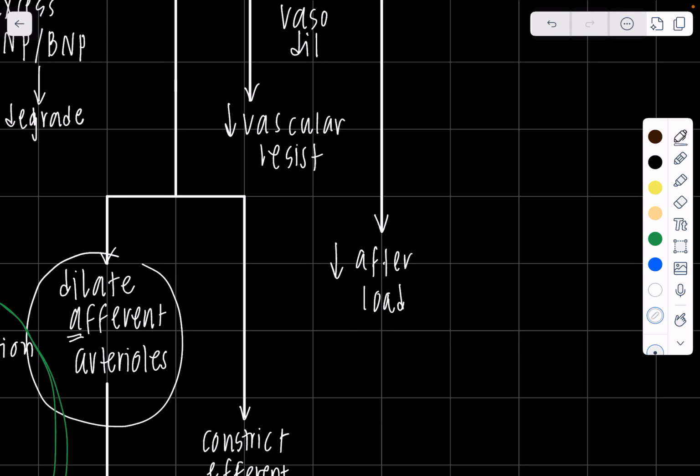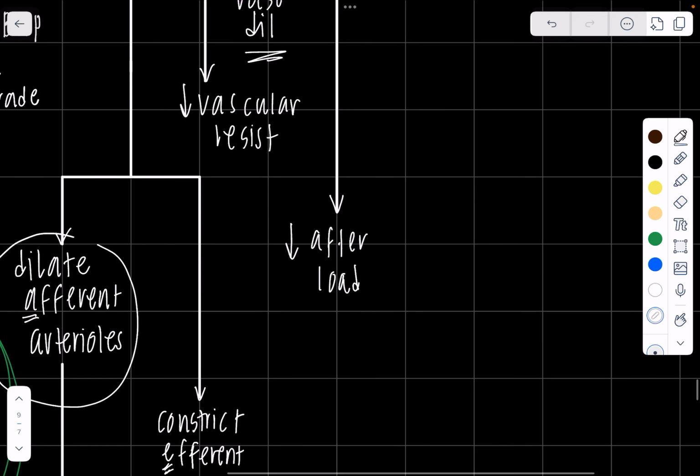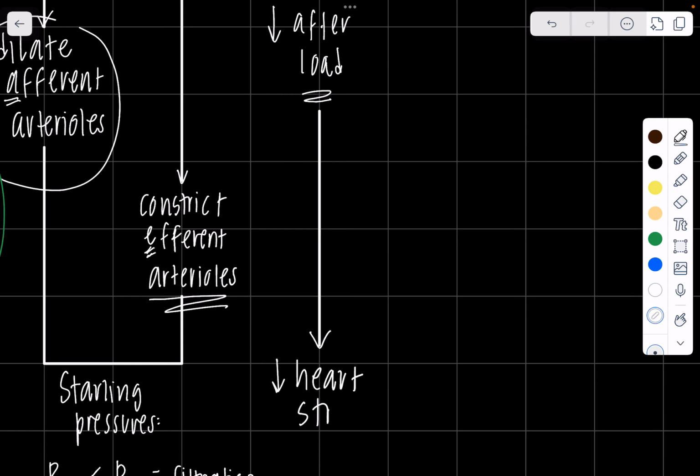Essentially, afterload is the amount of systemic vascular resistance the left ventricle needs to overcome in order to shunt blood out to the rest of your body. So if we lower that systemic vascular resistance by vasodilating our arteries, we are effectively also decreasing our afterload. And decreasing both of those things is what helps decrease the amount of strain that our heart is under.